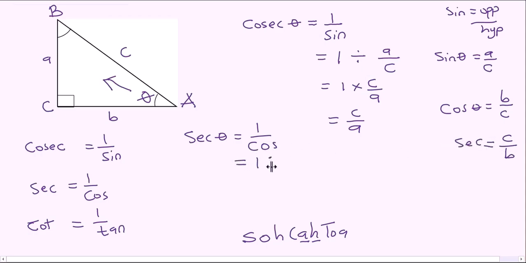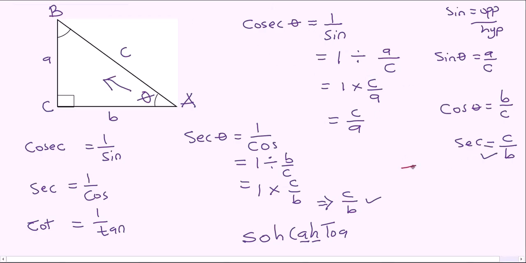So let's do that and find out. We'll have 1 divided by cos theta. Cos theta here is adjacent over hypotenuse, which is B over C. So B over C, and that becomes 1 multiplied by C over B, which is the same thing as C over B. See that this is exactly the same. So once you are able to take the reciprocal, you don't need to go through the whole solving process again.